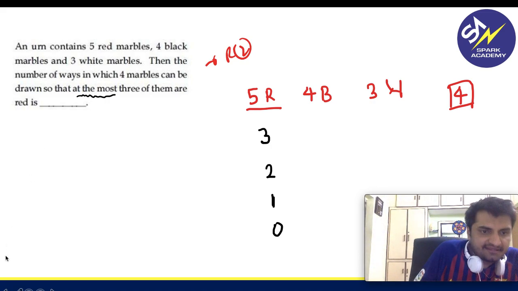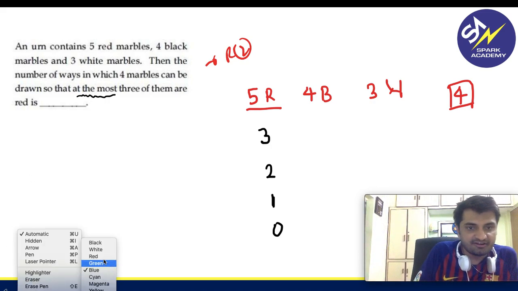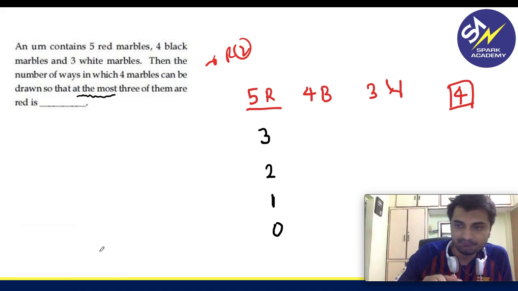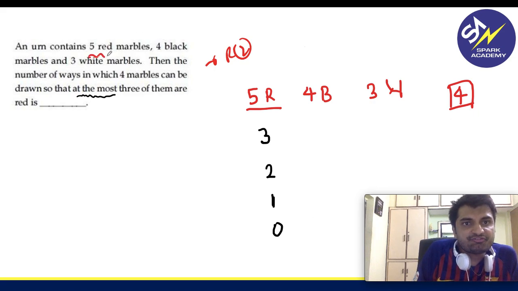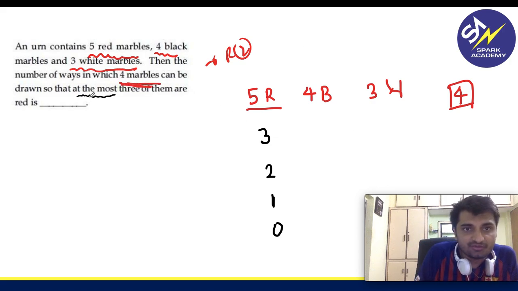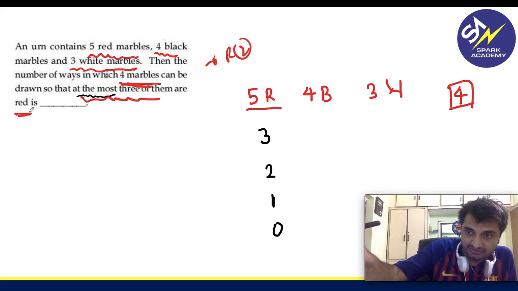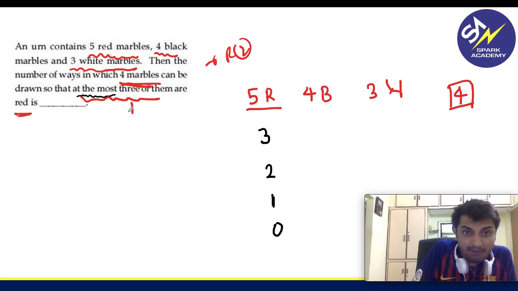An urn contains, so this we haven't identified so far. We have just kept it for round 2. An urn contains 5 red, 4 black, 3 white marbles. The number of ways in which 4 marbles can be drawn so that at most 3 are red. What do you mean by at most first? At most means maximum of 3 in red. Number of ways is the keyword you have to identify.